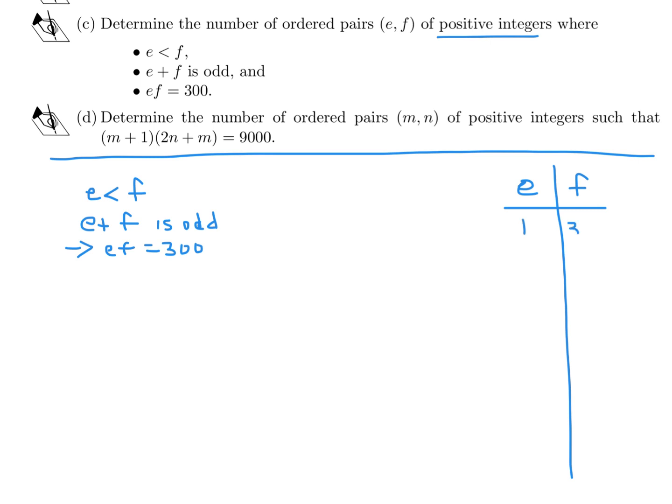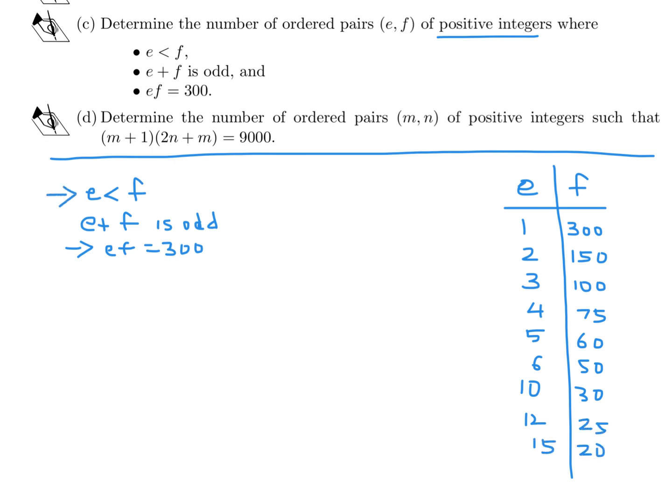So I have 1 and 300, 2 and 150, 3 and 100, 4 and 75, 5 and 60, 6 and 50. 7 won't give me an integer, 8 won't, 9 won't, but 10 will give me 30. And then the only other ones are 12 and 25 and 15 and 20. Because E is less than F, we can't go any further than this, because if we did, E would not be less than F. Okay, so we took care of this one and this one.